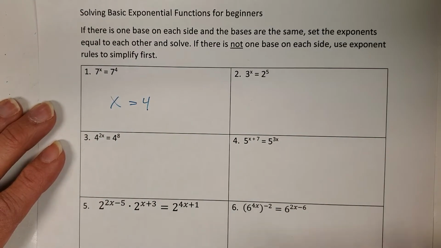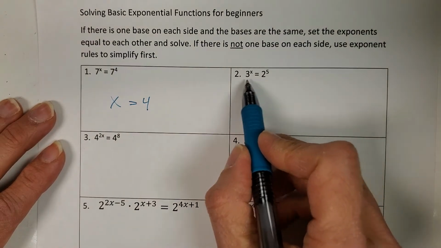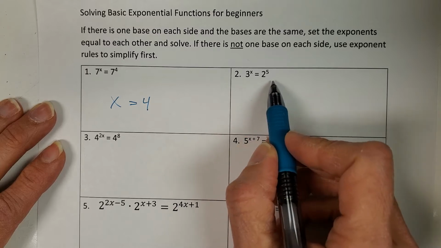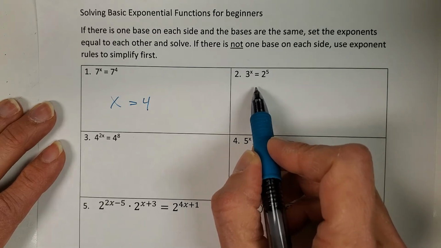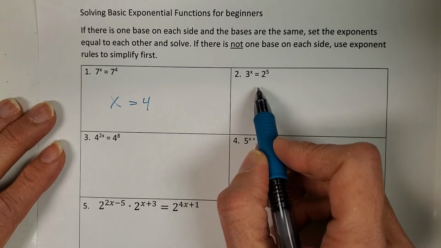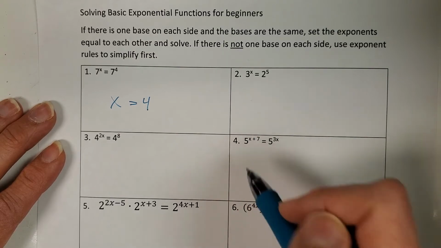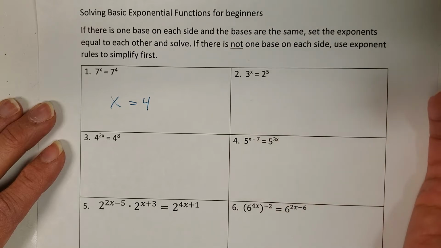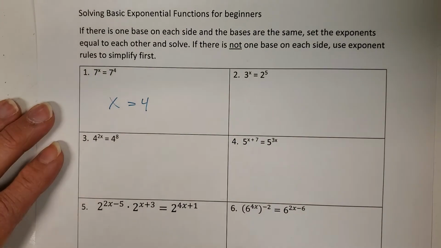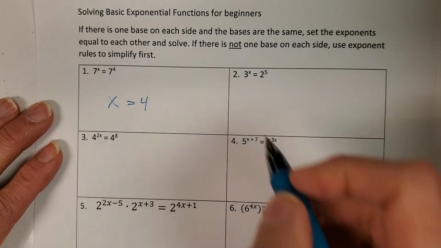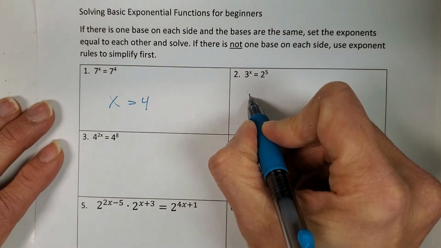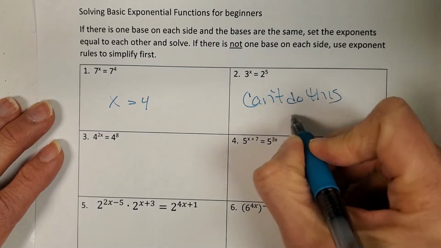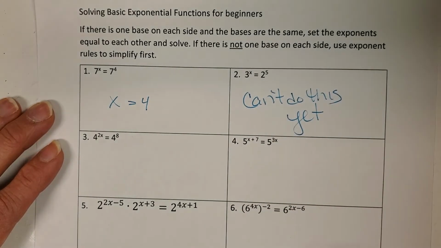So remember, the first thing you're going to check is: is there one base on each side? Yes. Are the bases the same? No, the bases aren't the same. So although this is possible once you learn something else in Algebra 2, it is not possible in Algebra 1 because we don't go that far. We don't learn about logarithms. You need logarithms for that. So we can't do this yet. I'm going to say yet, because you will be able to do it sometime.